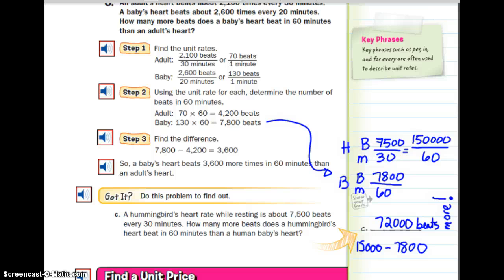So then we have to do a subtraction because again it says how many more. So we subtract 150,000 minus 7,800 and we get, oops, did anybody catch my mistake? I have one too many zeros. Let's get rid of that zero there. That's 7,200 beats more.